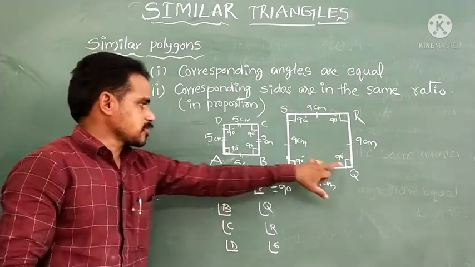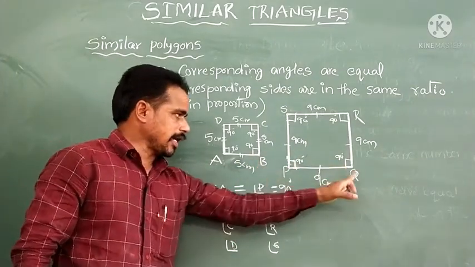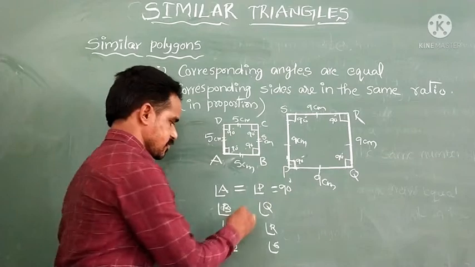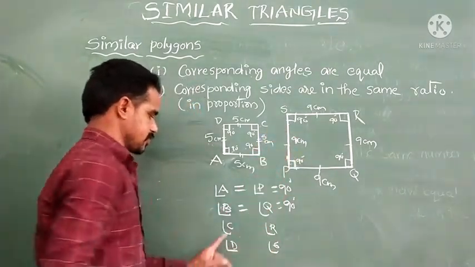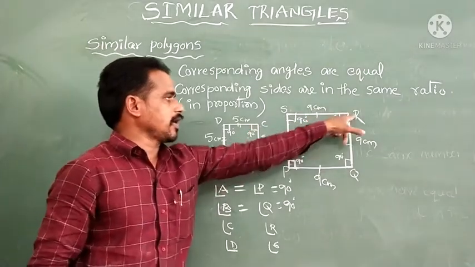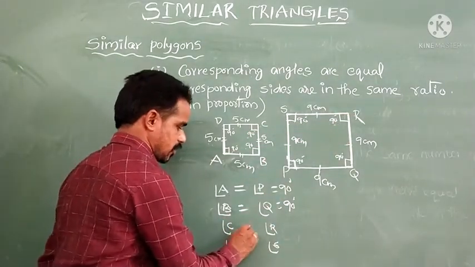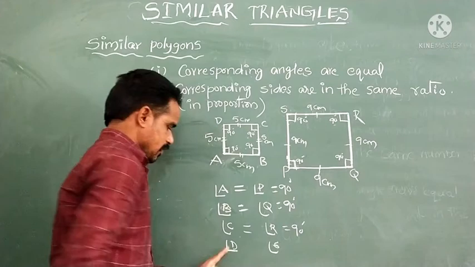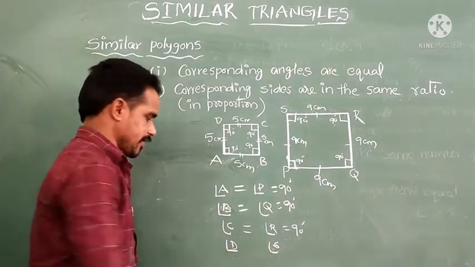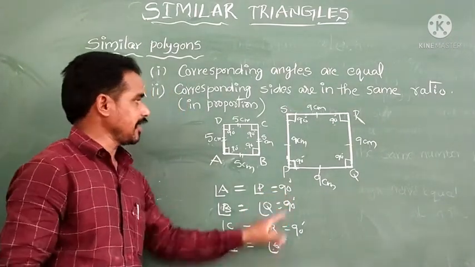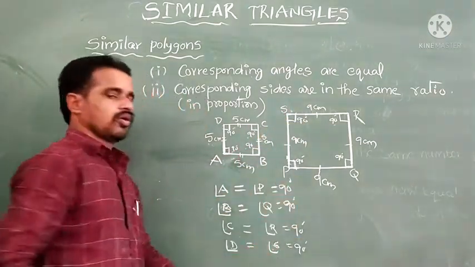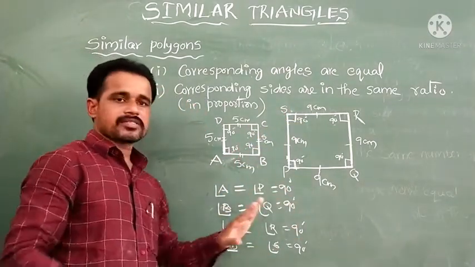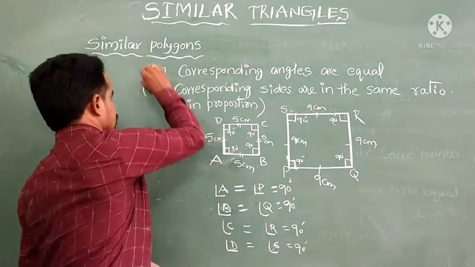Next corresponding angles. Angle B, angle Q, 90, 90. Same. Angle B is equal to angle Q, that equal to 90 degrees. Next angle C 90, angle R 90. These two corresponding angles are also equal. Angle D, angle S. So, corresponding angles are equal. First condition satisfied.